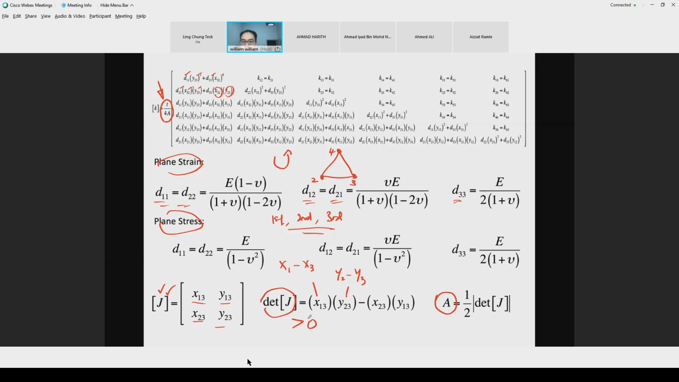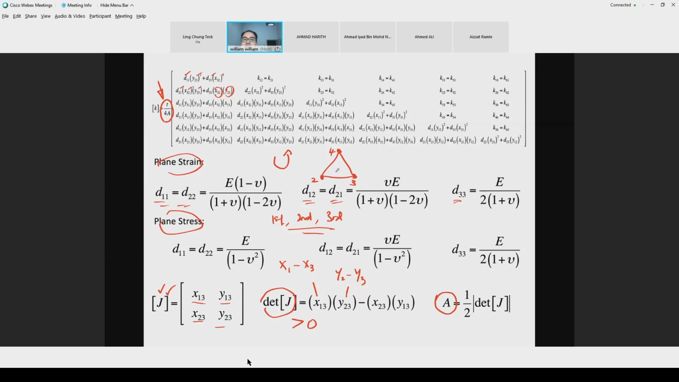So to check whether you have done it the right way or the wrong way in terms of the way you define your first, second, and third node, when you calculate determinant J, if you get a negative value, then there are two possibilities. One is you calculate x, y the wrong way. Another is there's a possibility you define your first, second, and third node in the wrong way, not counterclockwise.